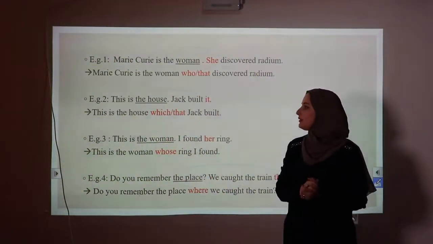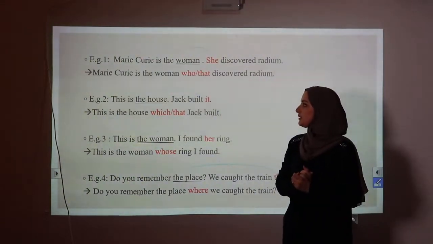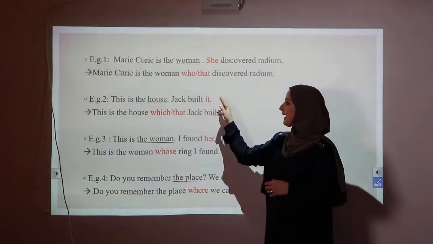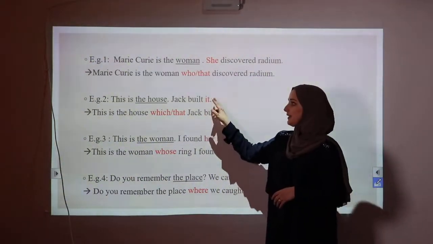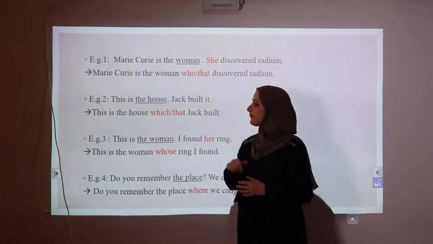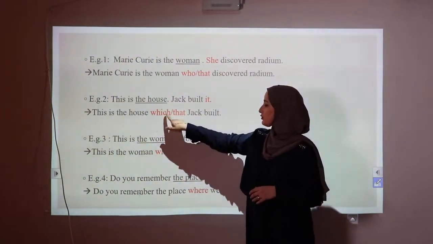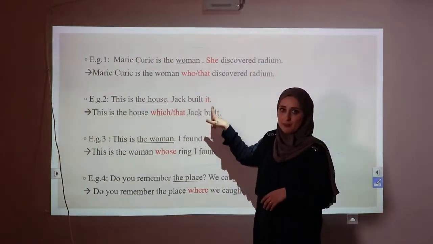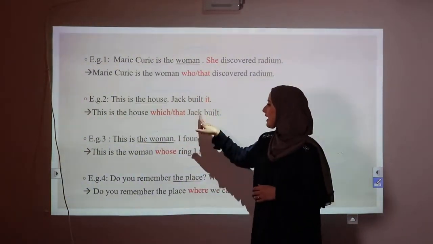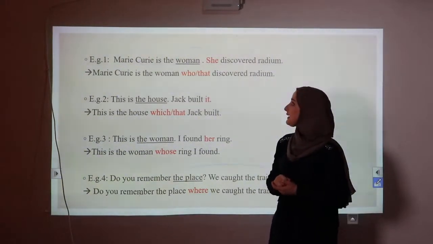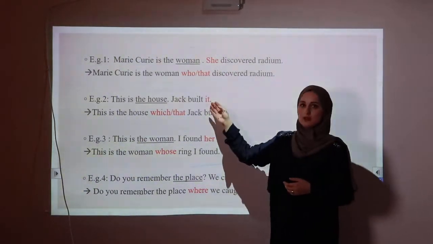The other example, this is the house, Jack built it. In the second sentence, we have the pronoun it, and it refers to the house. This is the house, which, because we use which when we have the pronoun it, which Jack built, full stop. And notice that the pronouns can be subject or object.